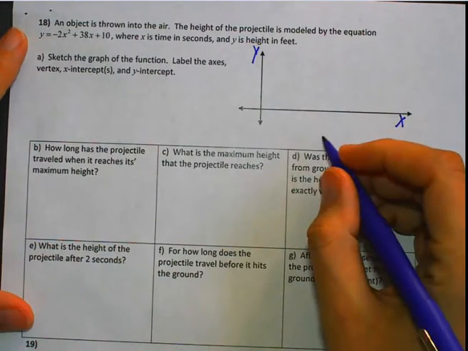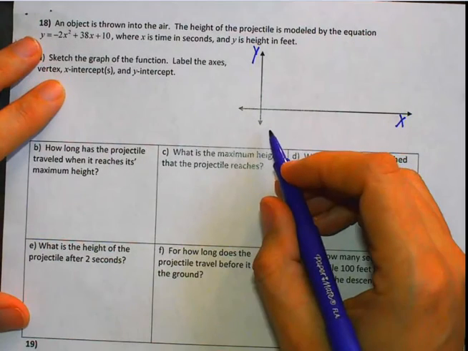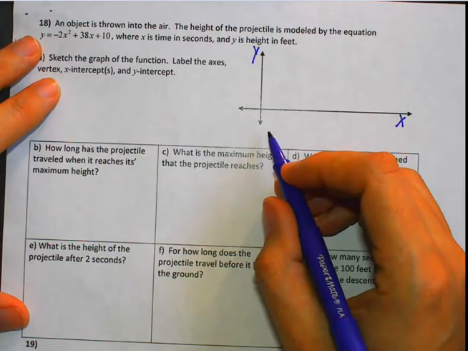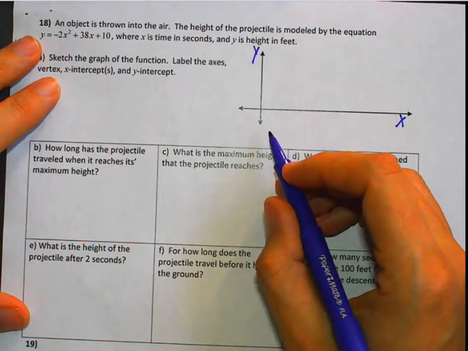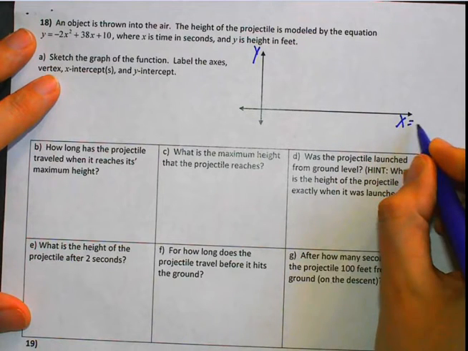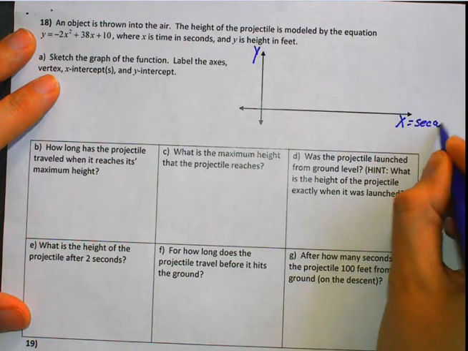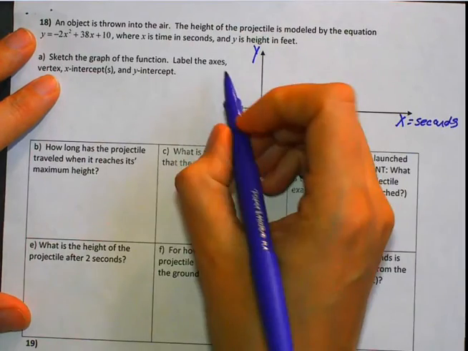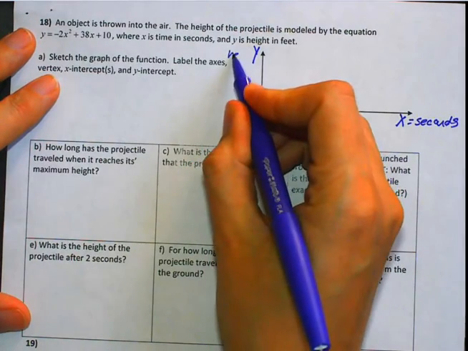So it says to sketch the graph of the function, label the x-axis, vertex, x-intercept, and y-intercept. So we know that this is x and this is in time, so this is seconds. And then y is going to be my height in feet.